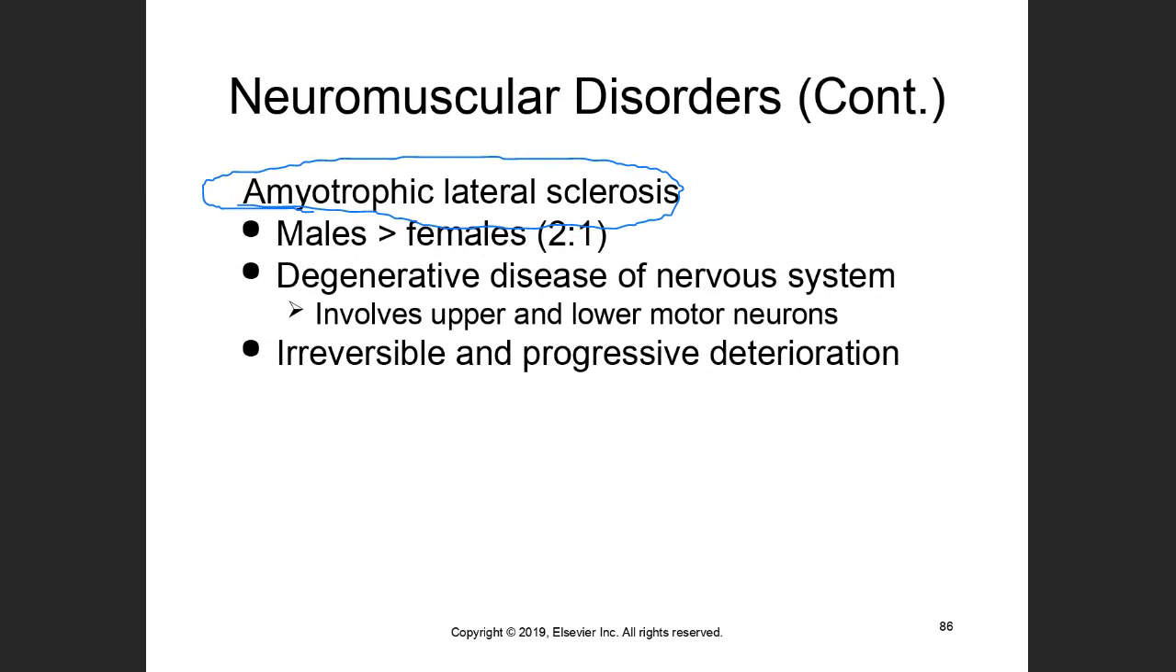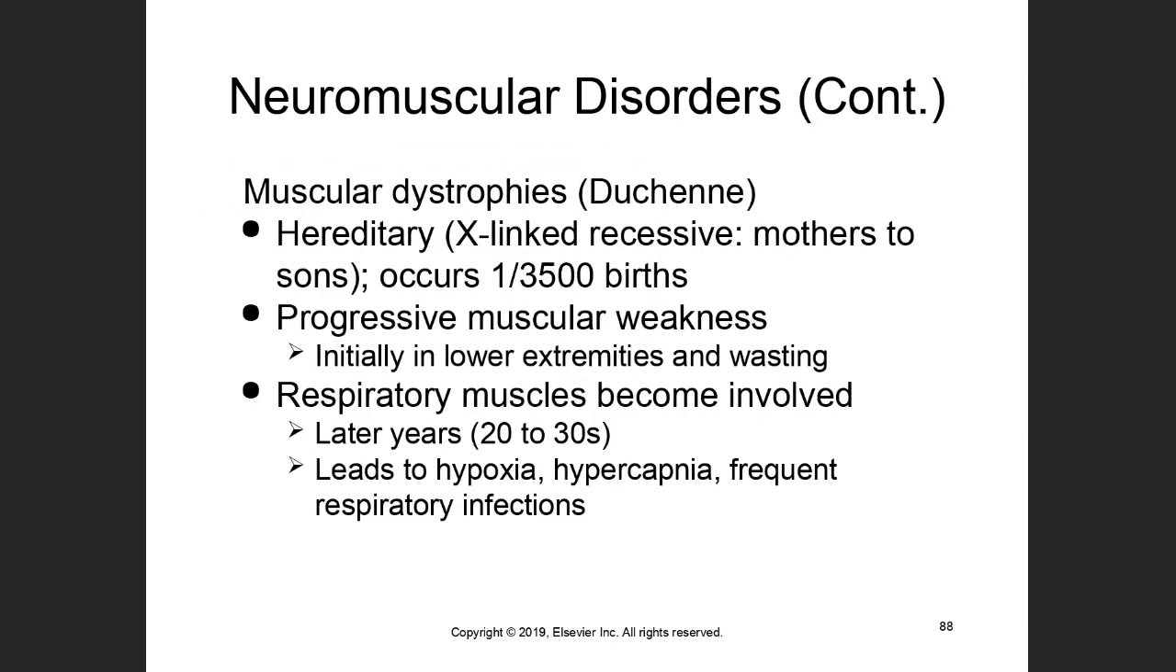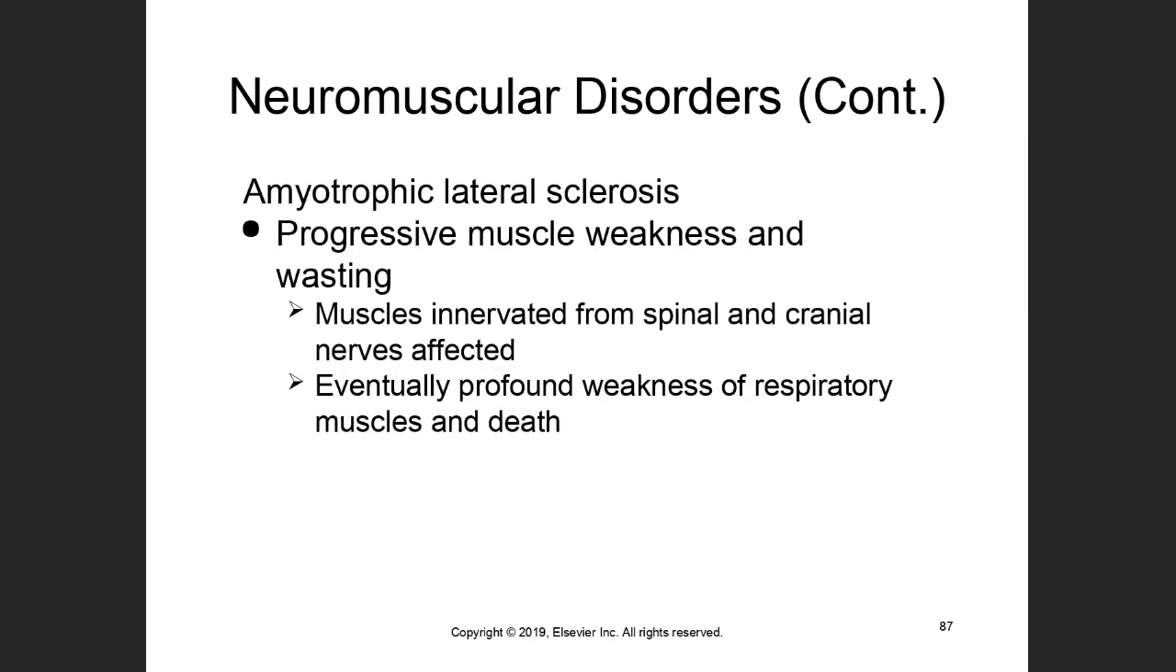Amyotrophic lateral sclerosis is a degenerative disease of the nervous system. The main characteristic is that you have involvement of the upper and lower motor neurons, so you are going to have manifestations of both together. Progressive muscle weakness and wasting. For those patients, there is no cure for that condition. There is only one medication, and it's just to give the patient a better quality of life because it's not a cure.